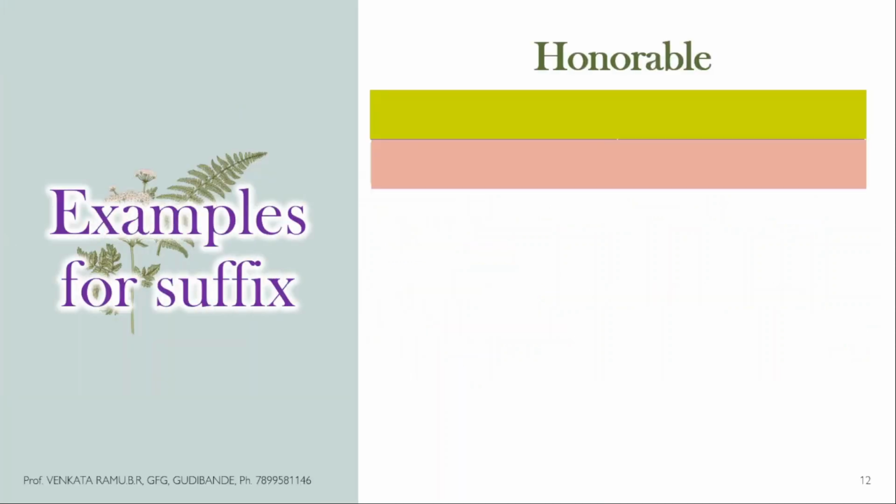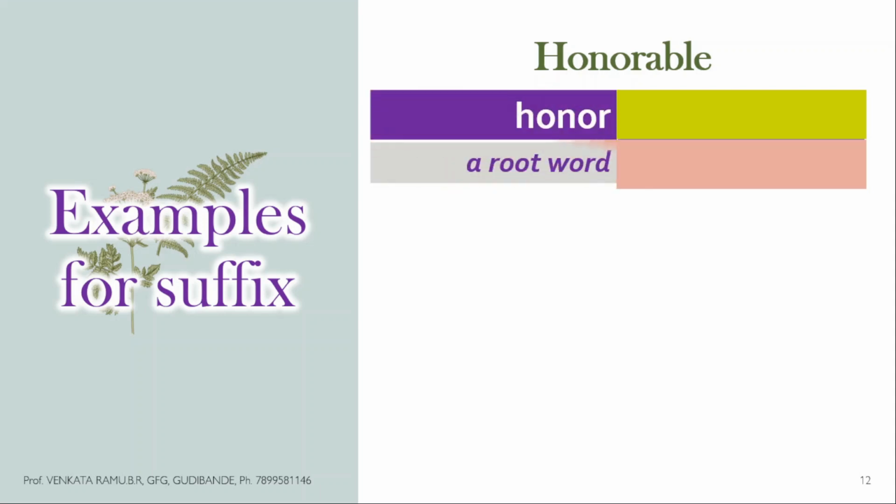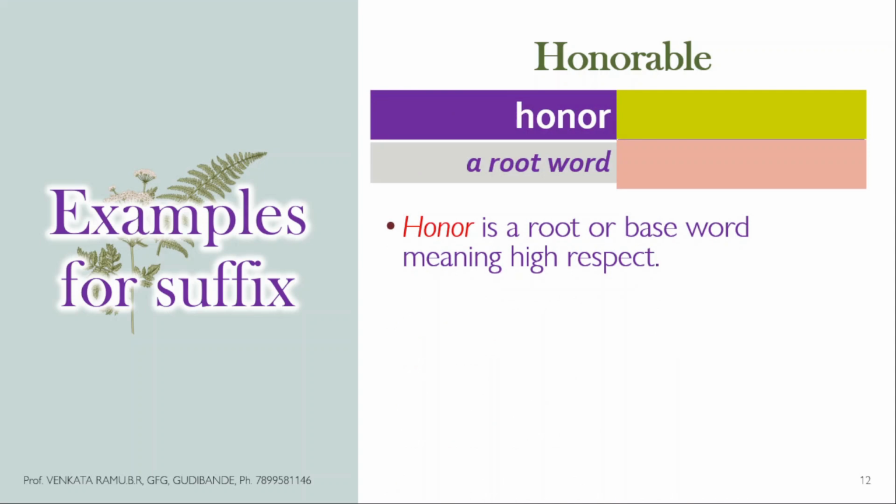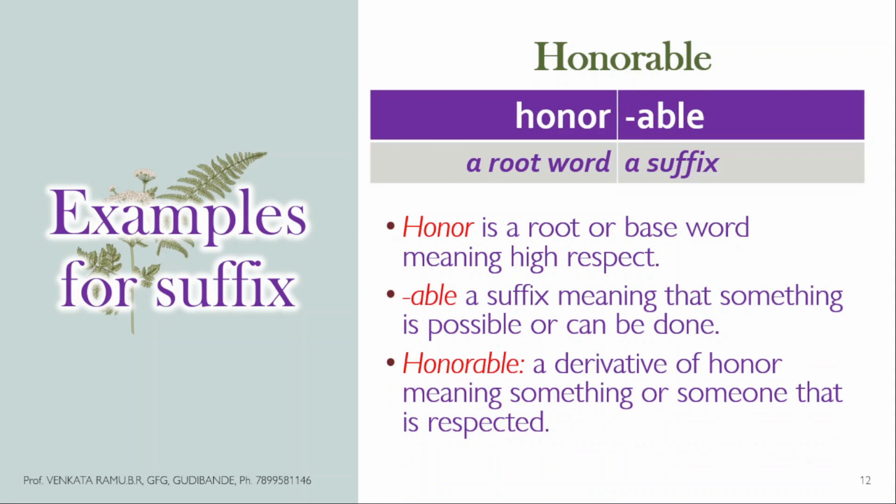Let us go to the example for suffix. Let us look at a word called honorable. In this word, honor is a root or base word meaning high respect. Able is a kind of suffix, a suffix meaning that something is possible or can be done. Thus, honorable, a derivative of honor, means something or someone that is respected.